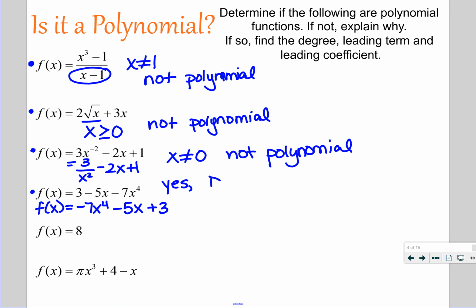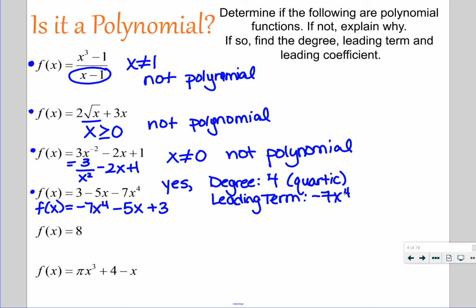So now if I want to say my degree is my first or my highest exponent. They should be the same thing if you've ordered them correctly. So we say this is a degree 4 polynomial, which, remember, there's a special word for those, quartic. If I want the leading term, that's just the first term, negative 7x to the fourth. If I want the leading coefficient, the leading coefficient is the number in front of the leading term, negative 7. And then one thing it didn't ask for up top, but I'm going to add it here, is the constant.